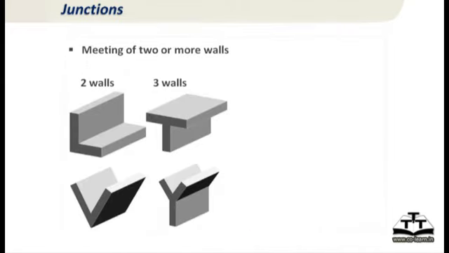Okay, now we use these walls to create junctions, and most junctions look like English alphabets. If you have two walls, it is an L junction, but L can also become a V junction if the angle is less. If you have three walls, it is a T junction, but if you change the angle it becomes a Y junction.